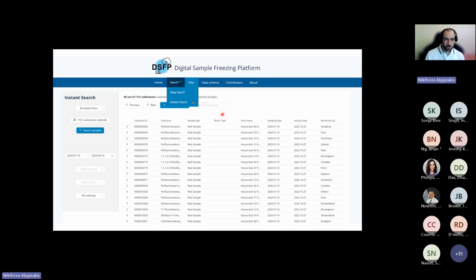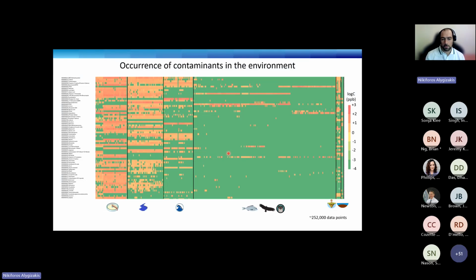How this looks like: on top there is a search, instant search. You select the collection. In this case, we have chosen European dust. We selected a list that contains 1,121 substances. We press search, and automatically it gives us the results. Then the results can be visualized in heat maps. Like in this specific case, we have gotten some substances, we selected some collections, and this is the output.